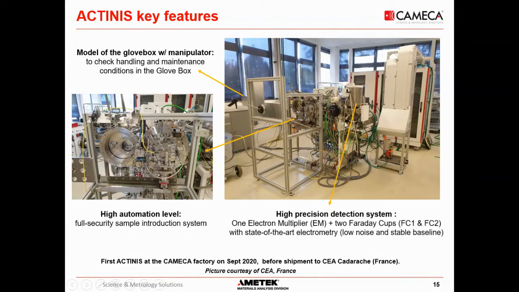And you can see here the detection system I mentioned before, with one electron multiplier and two Faraday cups with state-of-the-art electrometry, which means that there is a low noise level for these Faraday cups and also a very stable baseline. And this, of course, is very important for high precision isotope ratio measurements.